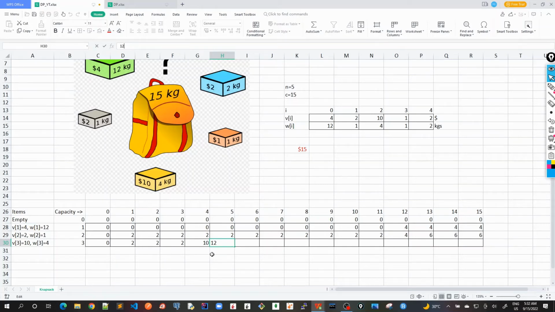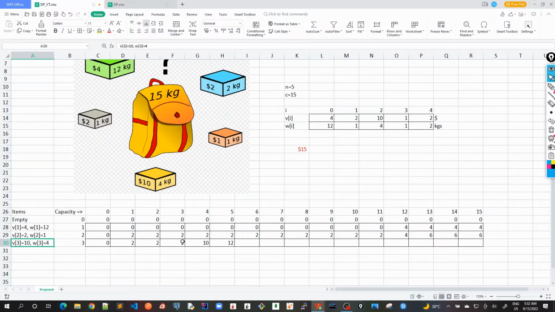Guys, here is a very important pattern that we have just seen. So here, we know that this cell is the maximum value obtained when we only have these two items, and this item we have not chosen. So this is the cell. Once we include this item, we have got two options, right? Either choose this item or not choose this item.